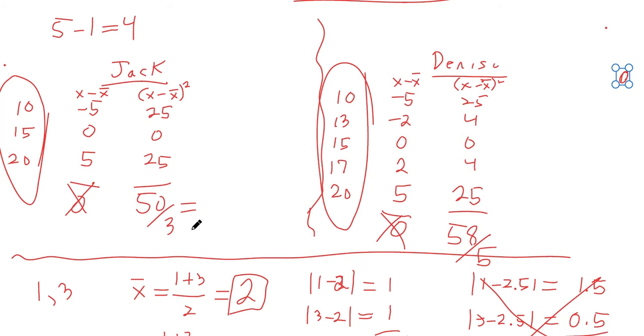If I do 50 divided by 3, I get about 16.7, approximately. And if I do 58 divided by 5, what I get is 11.6. Even better. Now this is showing that Denise has less deviation than Jack. Jack's numbers tend to deviate a lot more than Denise does. Her numbers are a lot more consistent around that center value.